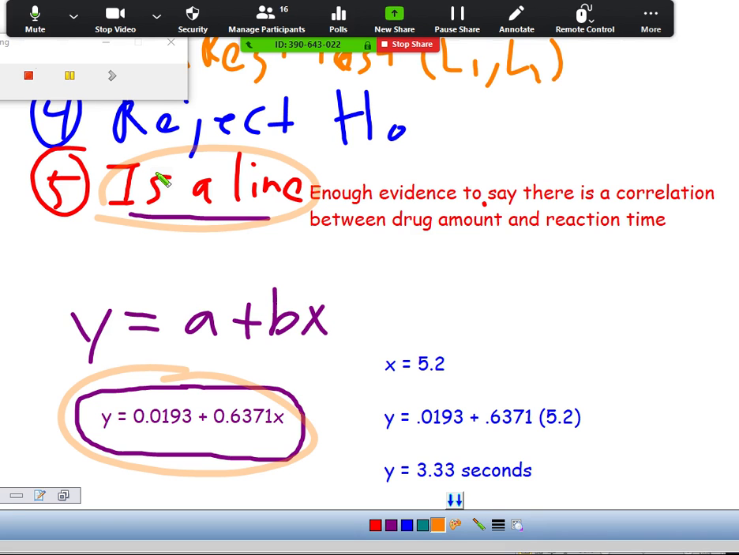And we are given 5.2%. So is percent my x's or my y's? It was my x's, right? So in this case, x would be 5.2.